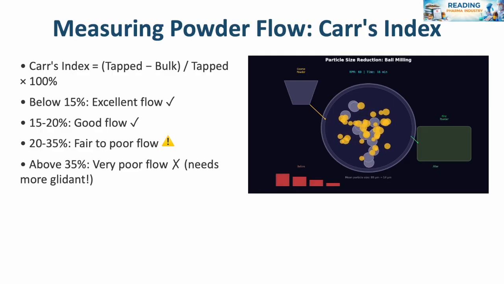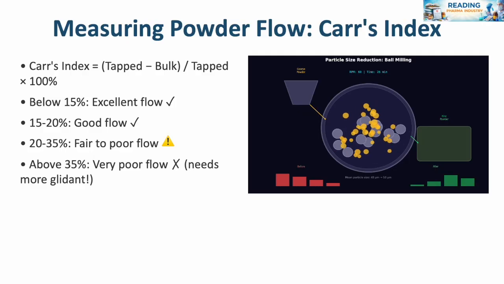The way you check that your powder is still flowing well, once you manage to reduce the size to a range that will dissolve okay, is by using Carr's index. That can be represented using this relationship: the tap density minus the bulk density, divided by the tap density, multiplied by 100%. If you get a ratio below 15%, that means you get excellent flow.